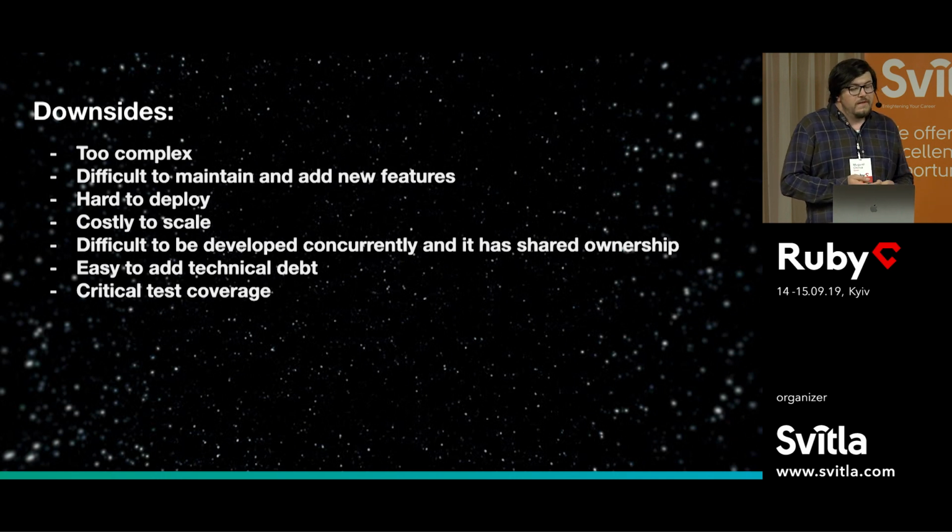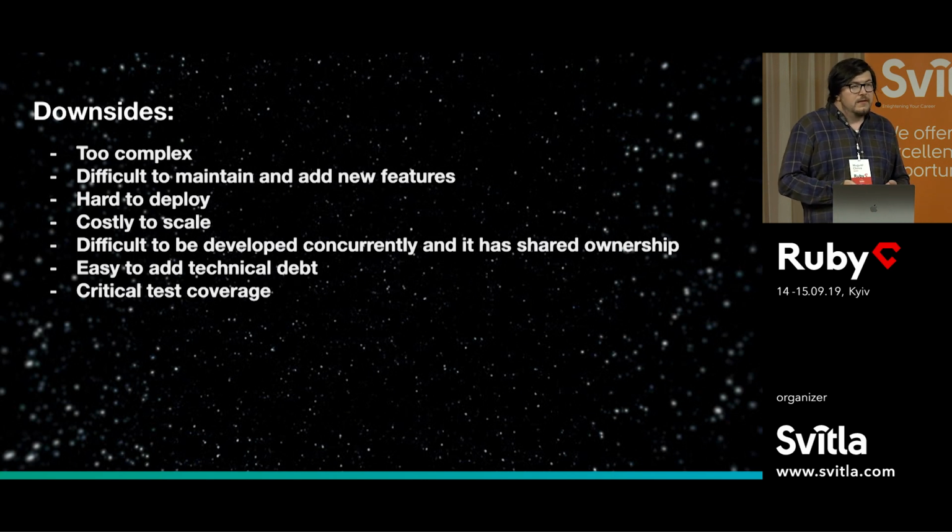It's difficult to develop concurrently, and it has shared ownership problems. So you have multiple teams touching the code base, working on the same area of the code, and that results in a lot of stepping on each other's toes. For example, it would mean a lot of merge conflicts and a lot of communication that needs to be done across teams, and that can take a lot of time, and sometimes it can be stressful.